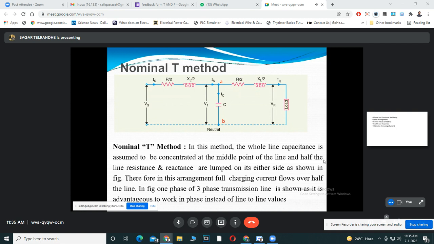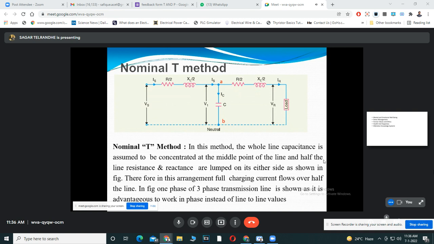So what we are able to see here is that the whole transmission line is assumed to consist of resistance, inductance, and capacitance. The whole capacitance of the transmission line is lumped right at the center of the transmission line.